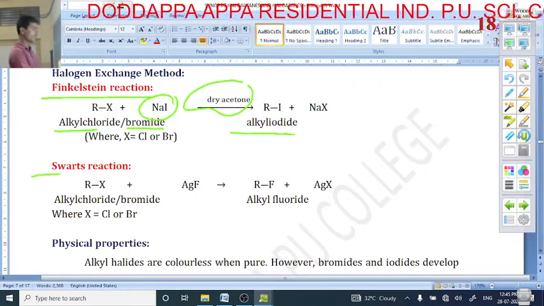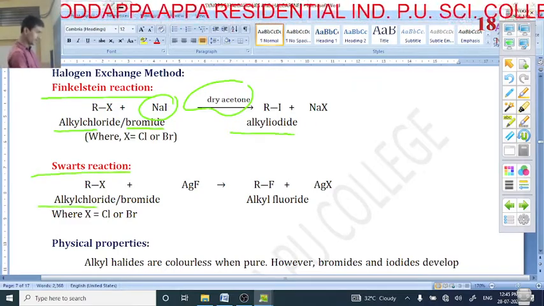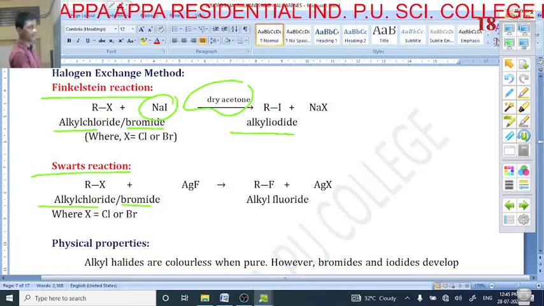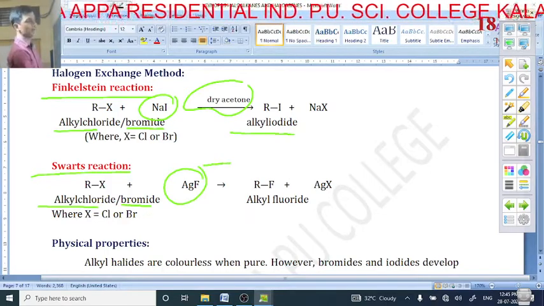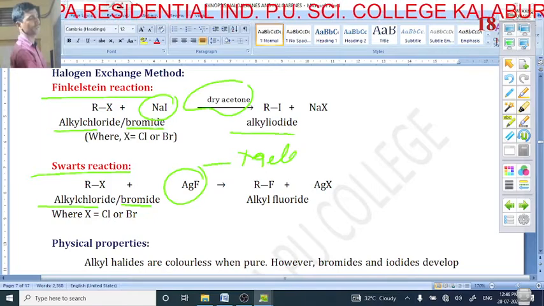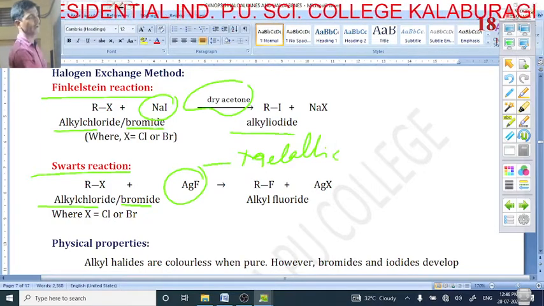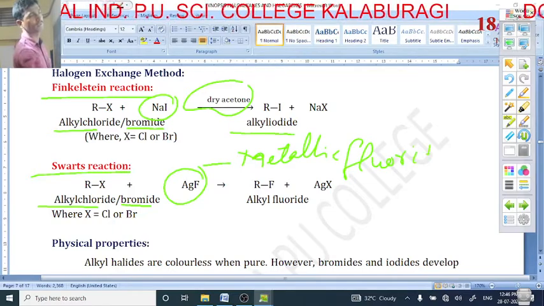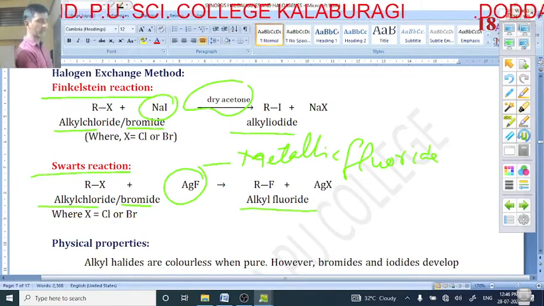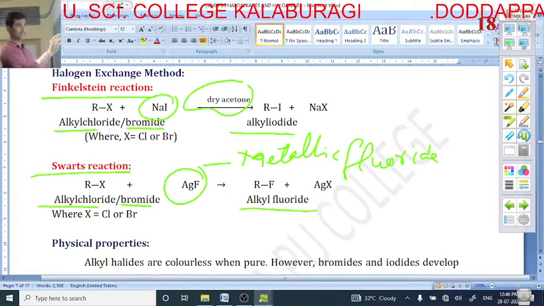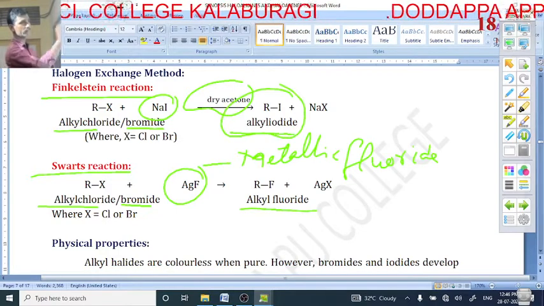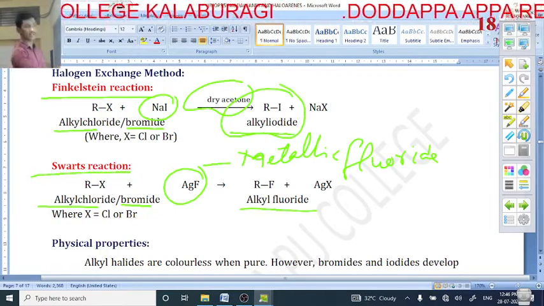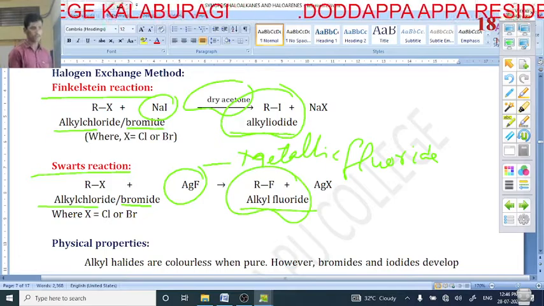So what is the Swartz reaction? In the Swartz reaction, we use alkyl chloride and alkyl bromide, but here we use metallic fluoride. By using metallic fluoride, we can get alkyl fluoride. In the Finkelstein reaction, the product is alkyl iodide. In the Swartz reaction, the product is alkyl fluoride.